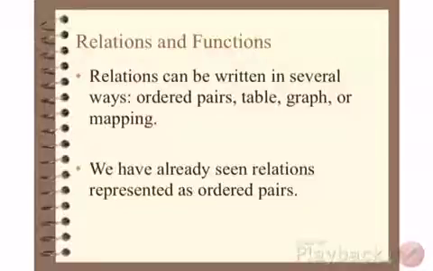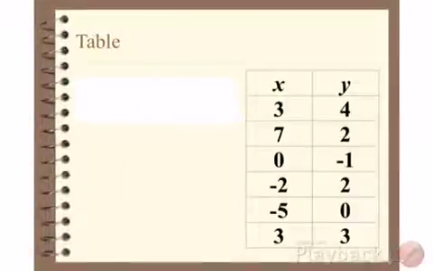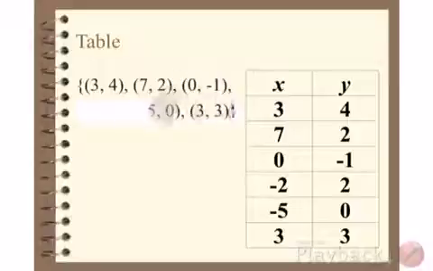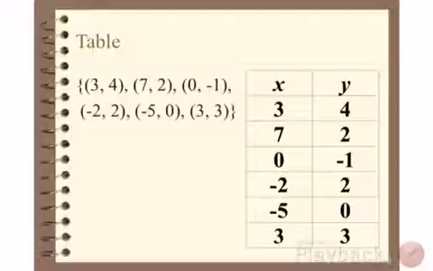So relations can be written in several ways: ordered pairs, which we've just done, then a table, a graph, and mapping. Mapping is the two ovals mapping onto each other. We have already seen relations represented as ordered pairs. So in this table here, we've got our x values and our y values. You can write any table of values as ordered pairs, so that's just them there as ordered pairs. The 3 is the x, the 4 is the y, etc. And you could list the domain and the range from there if you wanted to.